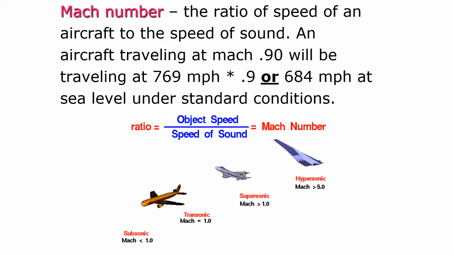The Mach number is the ratio of the speed of an aircraft to the speed of sound. An aircraft traveling at Mach 0.90 will be traveling at 769 miles per hour times 0.9, or 684 miles per hour at sea level under standard conditions. Note that the speed of sound is not a constant like the speed of light. It changes as the atmospheric temperature and density change.